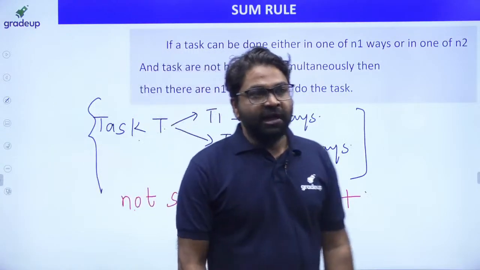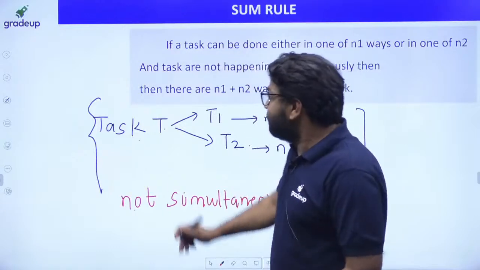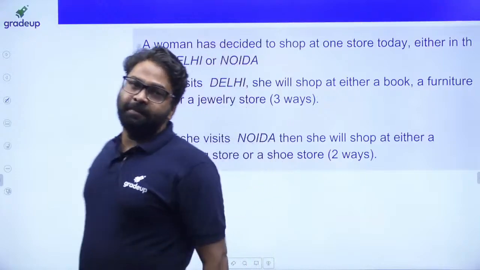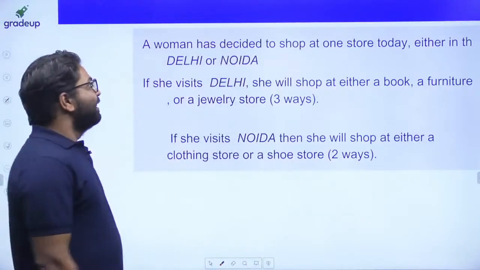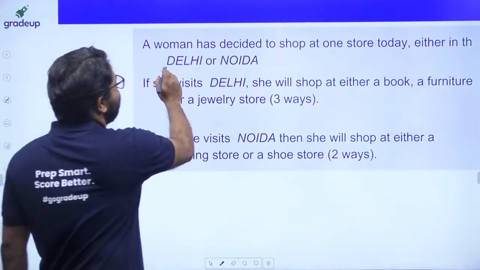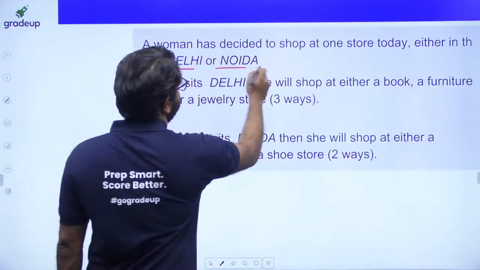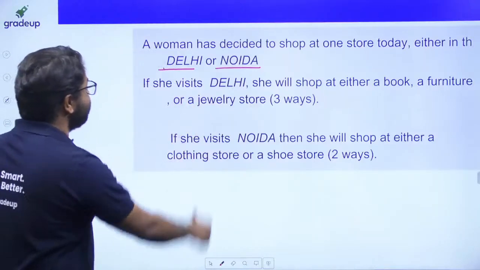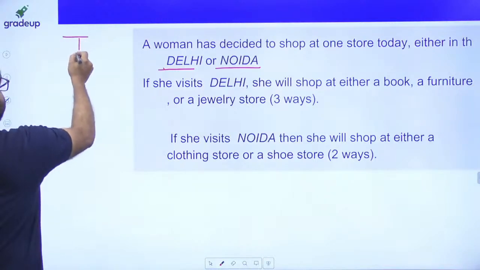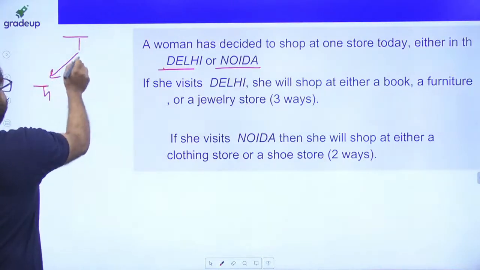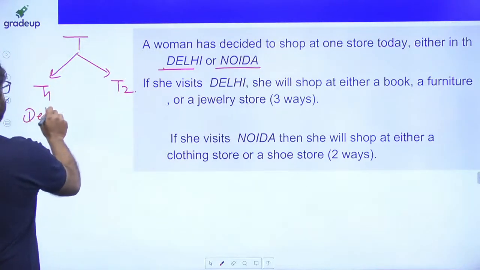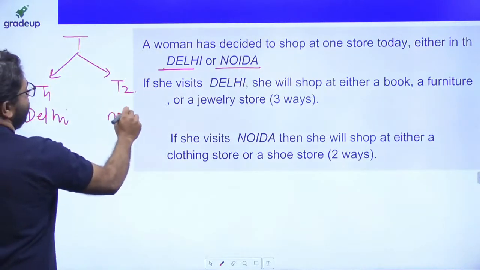Sir, not understood till now. Let me give you this particular example so everybody can understand. There is one lady and she wants to do the shopping. Let's consider a woman has decided to shop at one of the stores either in Delhi or in Noida. This task T can be divided into T1 and T2.